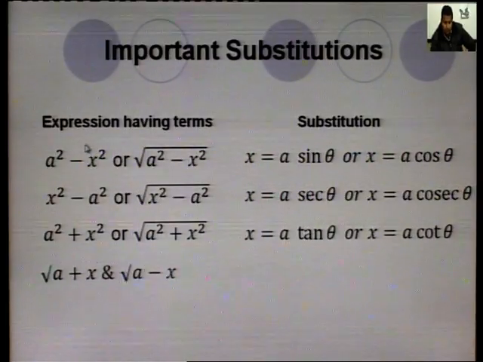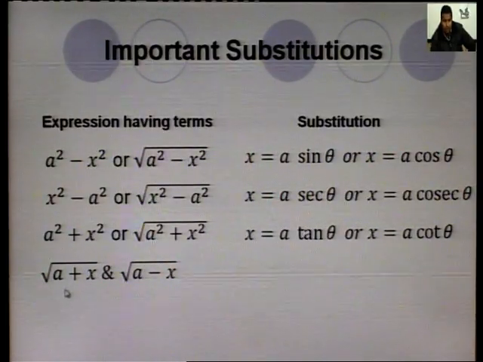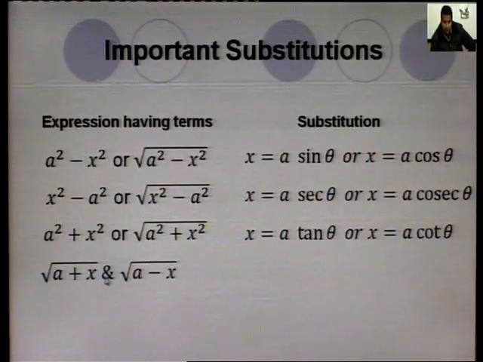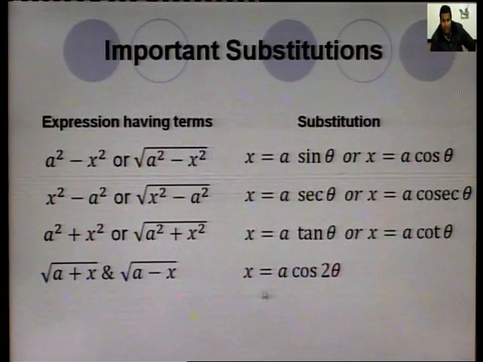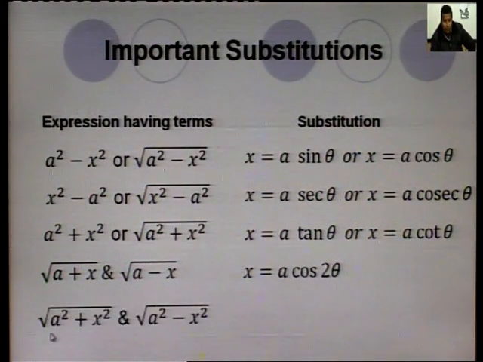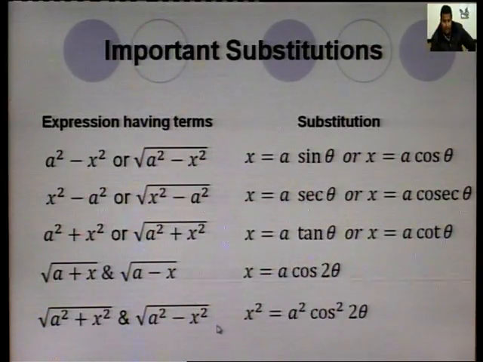Next, under root of a plus x and under root of a minus x. If both terms are involved, then the substitution will be x equal to a cos 2 theta. If under root of a square plus x square and a square minus x square both are involved, then x square equals a square cos 2 theta.